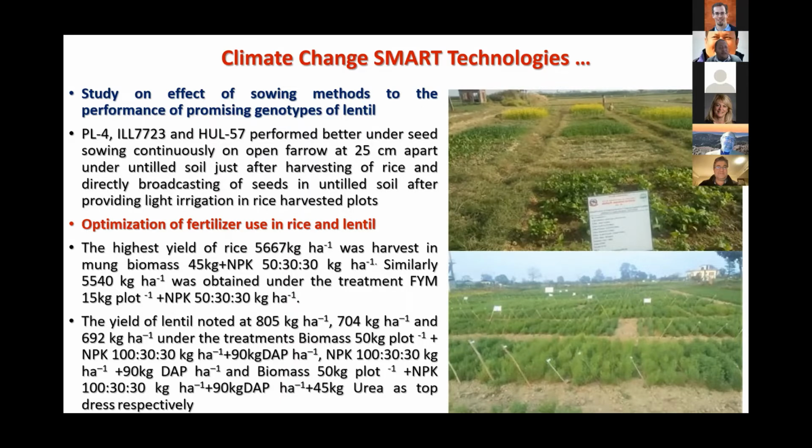Optimization of fertilizer is there, like if we apply 50 kg mung bean biomass per plot and NPK 130 kg applied in rice, then it produces a high yield of lentil.